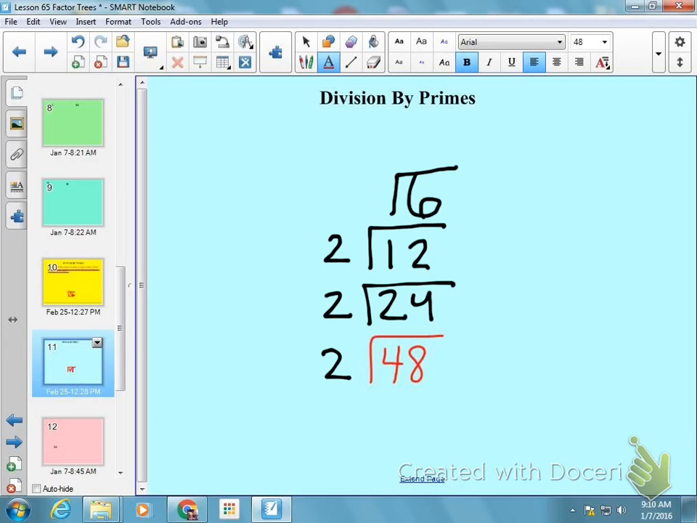Oh, sorry, I need to write that down. 2 is the smallest prime number that will go into 6. 2 goes into 6 3 times. Now, what's the smallest prime number that will go into 3? 3. So I'm left with a 1 at the top. Now, 1 is not a part of my prime factorization because 1 is not a prime number. But when 1 is the top of my division of primes, I'm finished.